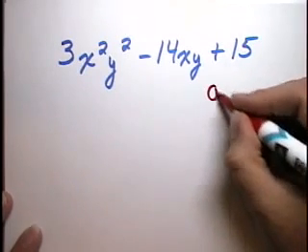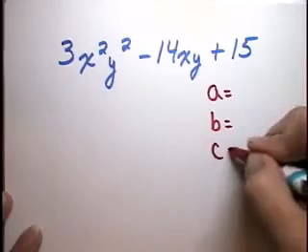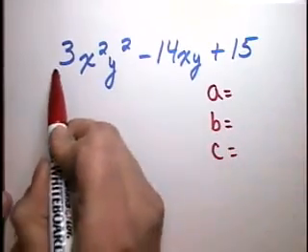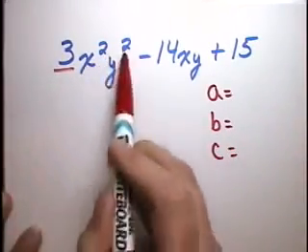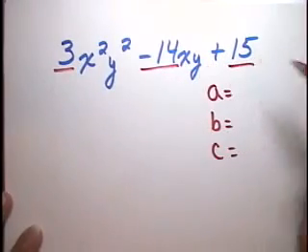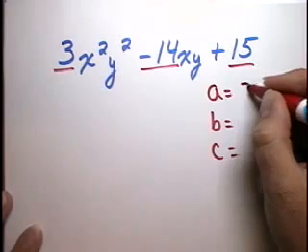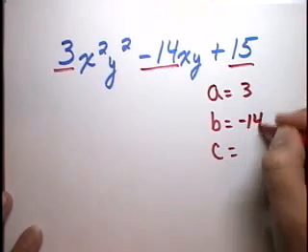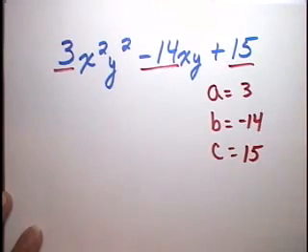When we look at this problem and we try to find the A, B, and C, they're still in the same places. A is the number that's in front of your squared terms. B is in front of your terms that are not squared. And C is your whole number. So A is 3, B is negative 14, and C is 15. So the method remains the same.